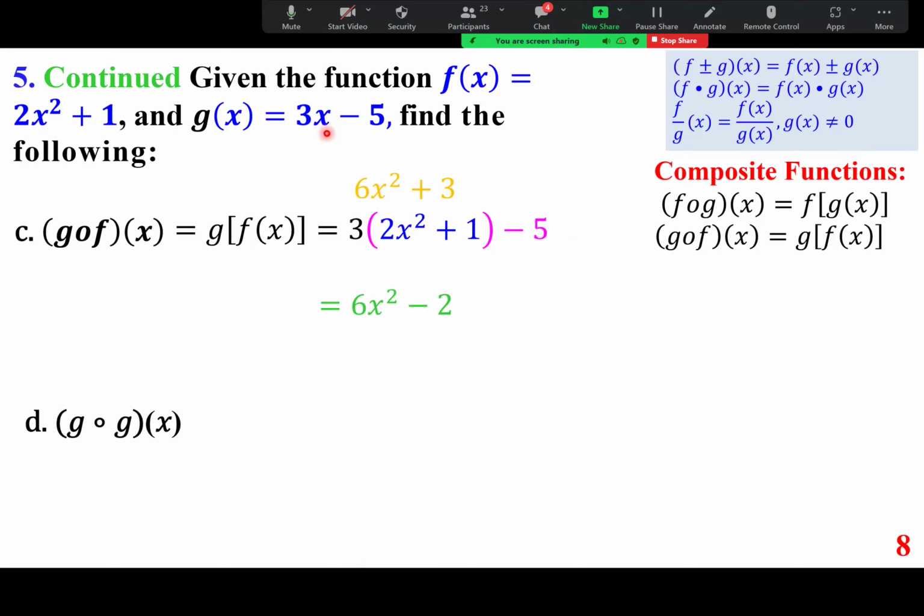g of g, that means replace the x with the g itself, 3x minus 5. So this is 9x minus 15. These two add up to negative 20.